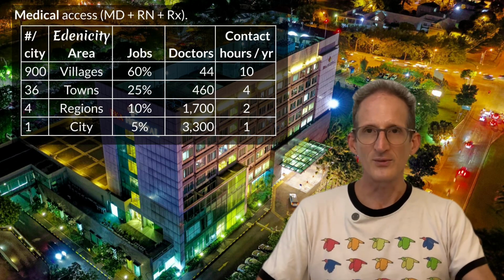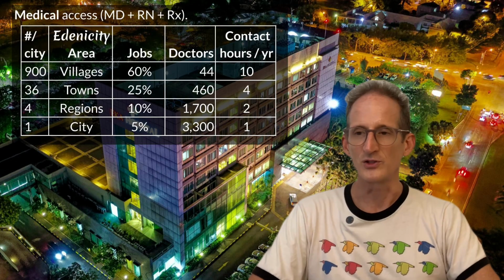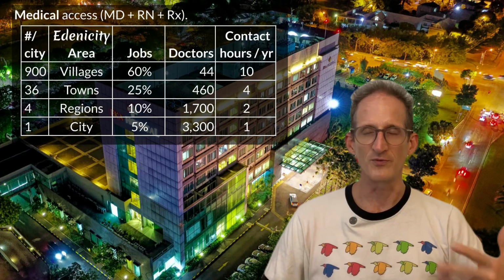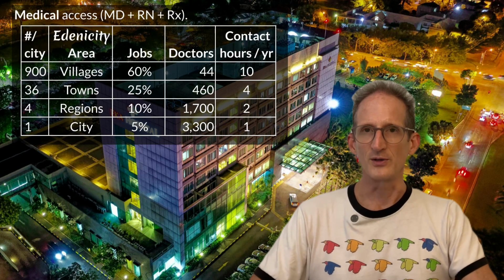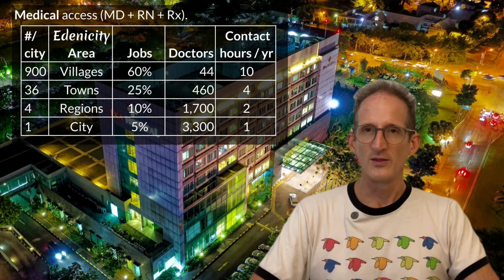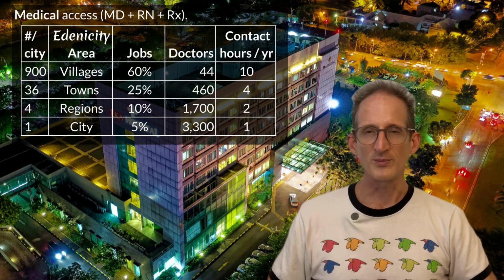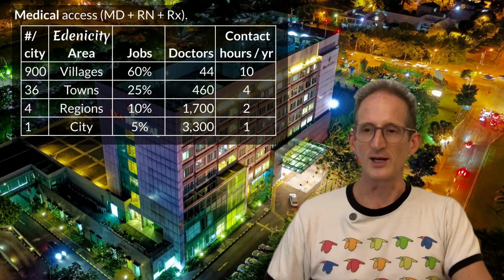In the 36 towns that make up Edenicity, we would deploy about 25% of the medical jobs. That works out to 460 MDs, registered nurses, and pharmacists per hospital. And that works out to about 4 contact hours per year on average per resident. In the 4 regions of Edenicity, these would be large regional trauma centers, university hospitals, and the like, with something like 1,000 doctors on staff. And that works out to about 2 contact hours per year.